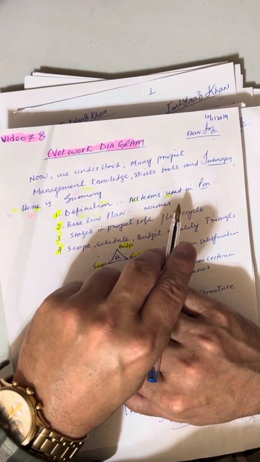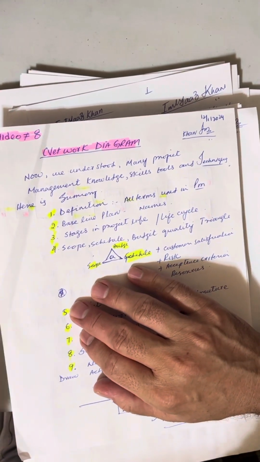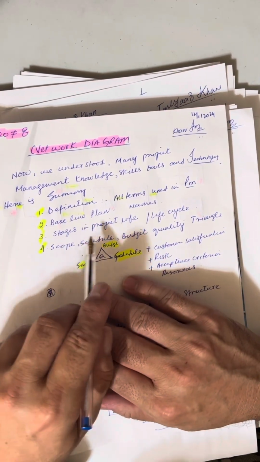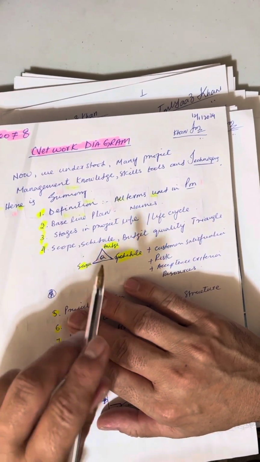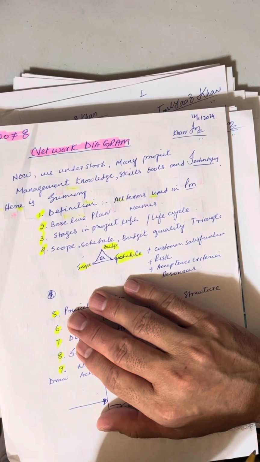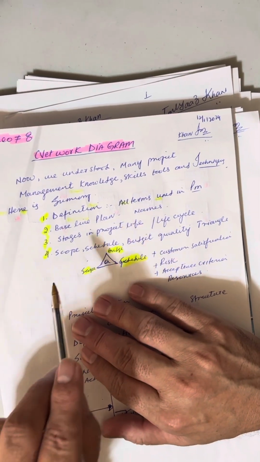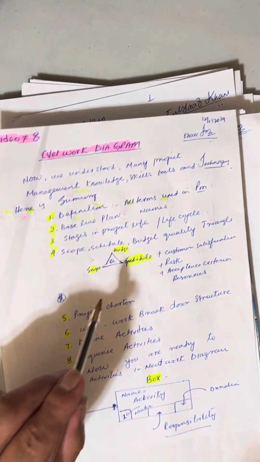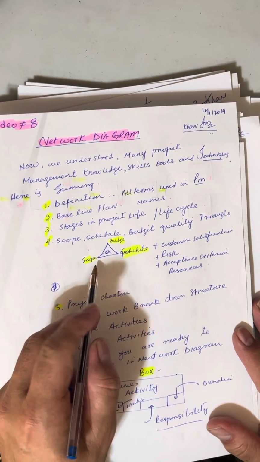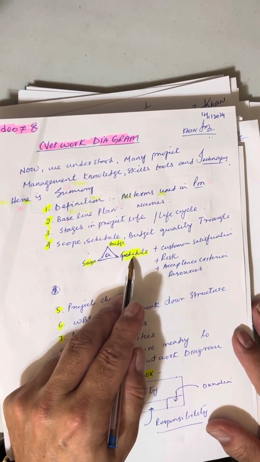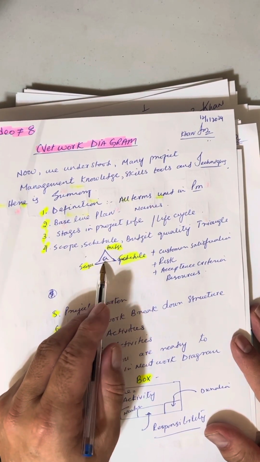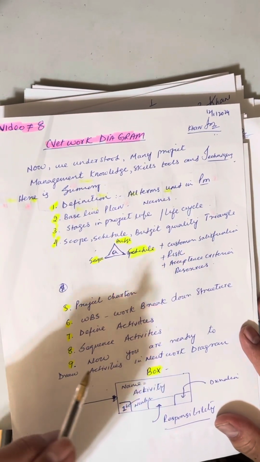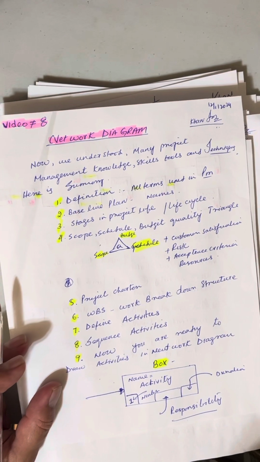The definitions, all terms used in project management, I have covered in the last video. The baseline plan graph I have covered. Stages in the project life cycle I have covered. Scope, schedule, budget, quality. And remember, I also gave you an idea of the triangle where we put scope, budget, and schedule at the three corners of the triangle, and in between I put the quality, and then I put a circle around it which covers customer satisfaction, risk, and resources.